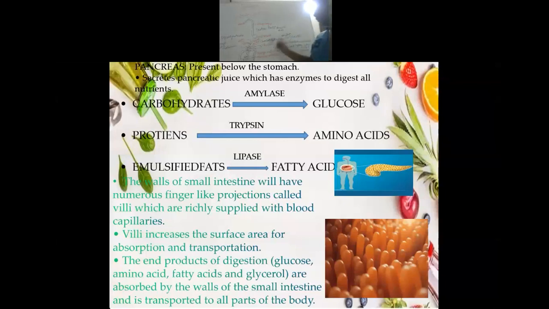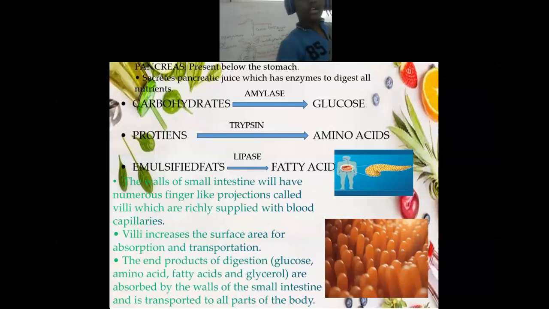The end product of digestion. What are all the conversions that are taking place? These are all the end products: glucose, amino acids, fatty acids and glycerol. The nutrients, such as emulsified fat, get converted with the help of enzymes, and that converted product is the end product of digestion.